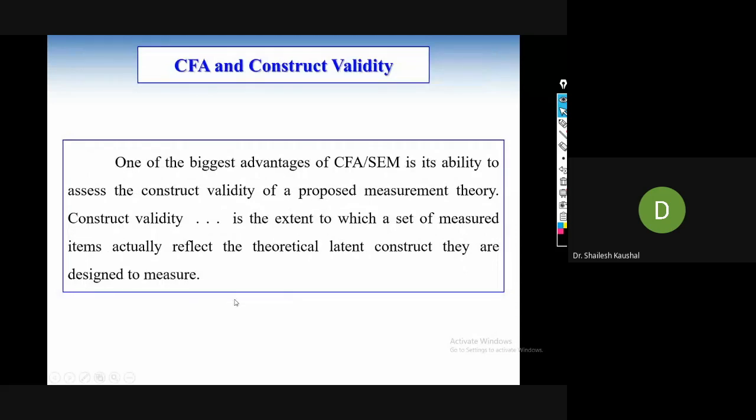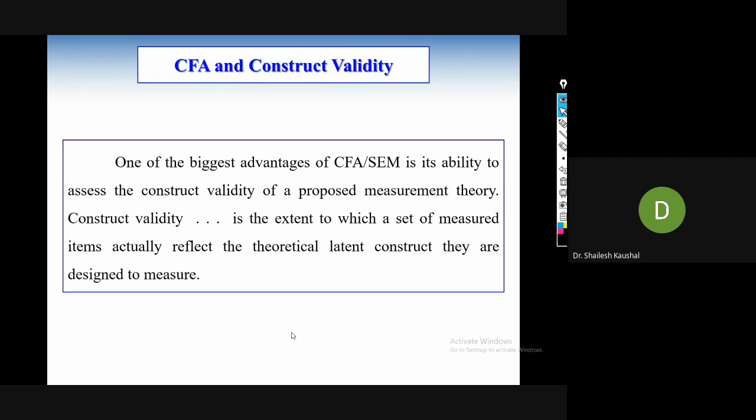One of the biggest advantages of CFA SEM is the ability to assess the construct validity of the proposed measurement theory. We find the construct validity. What does it mean? Construct means whatever factors we are taking, we find whether this construct is able to measure the particular phenomenon or not. For example, if I want to measure the temperature, my instrument should have some mercury, glass. There are some ingredients to form the thermometer.